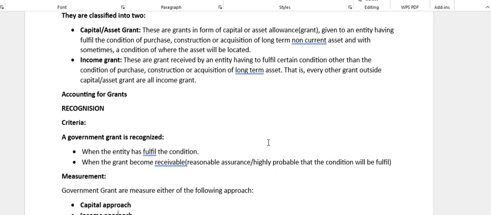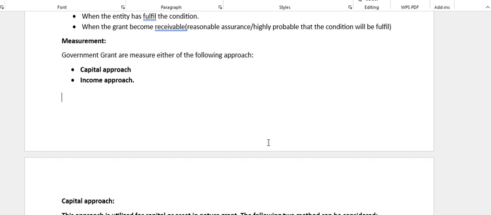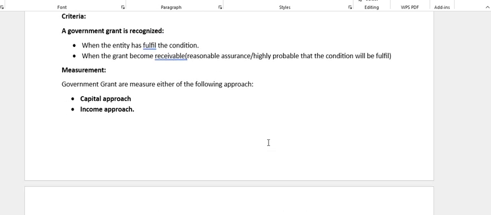Now, we move quickly to the recognition. What is recognition? Recognition means what are the criteria that must be met for you to recognize government grant in your financial statement. The first criteria is that the condition must be fulfilled. Once you see that the condition has been fulfilled, you can recognize government grant on your financial statement. If the conditions are not fulfilled, you can only disclose it in your books. That is that for that.